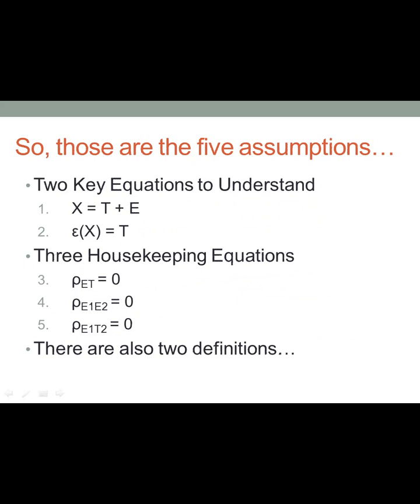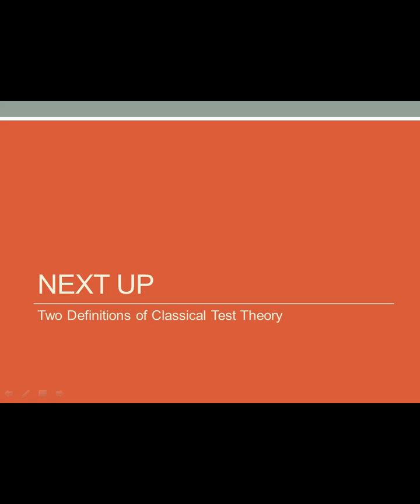So to wrap up this video, those are the 5 assumptions of classical test theory. There are 2 key equations to understand: X equals T plus E, and the expected value of X equals T. There are three housekeeping equations: the population correlation between error scores and true scores is 0, between error scores on two different tests is 0, and between error scores on one test and true scores on another is 0. And there are also two definitions that get classical test theory off the ground, get it started. And that's going to be next up.